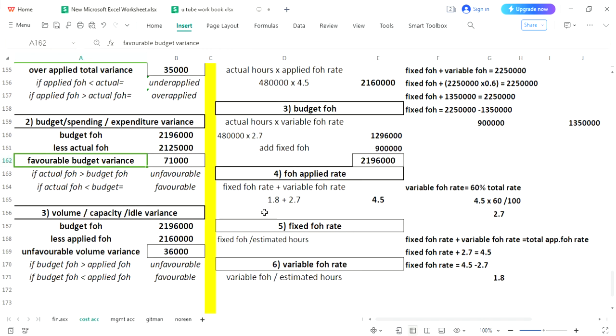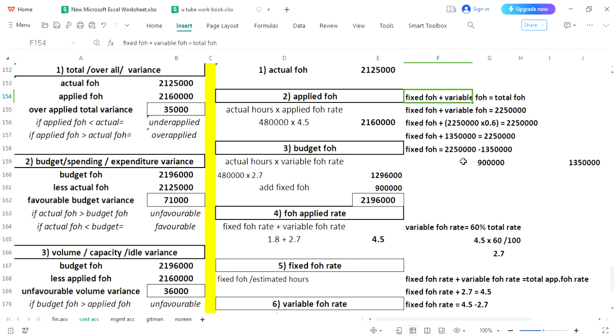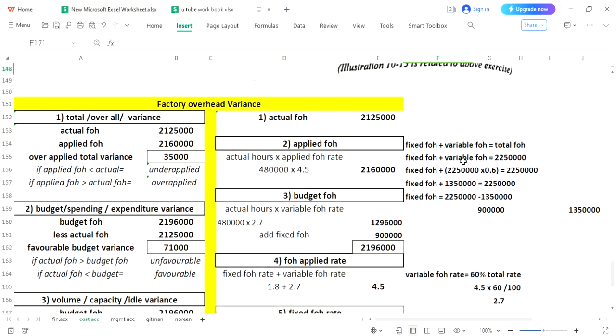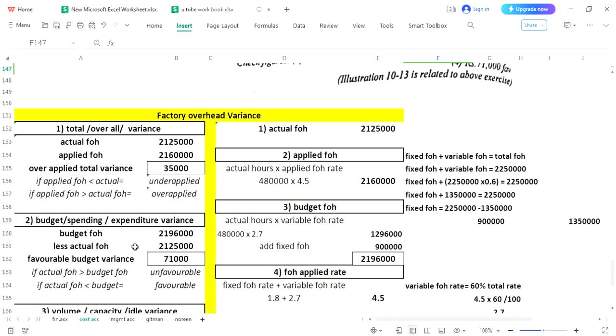Look, please pay attention. The backbone of this question, twist of this question, or most important part of the question is basically this: how did we calculate the fixed FH? How we have calculated variable FH rate, how we calculated fixed FH rate. So these are the important parts of the question. So everything else is just traditional. We have just written down the formulas of different variances. We have written down the formulas of supporting statements.